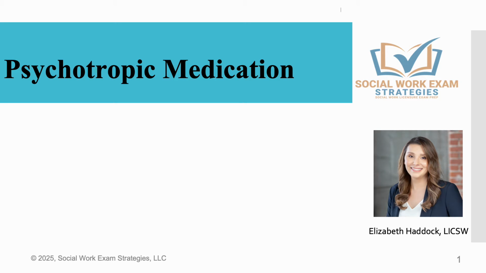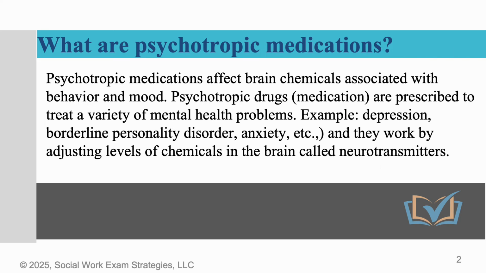In today's video, we're going to cover psychotropic medication. What are psychotropic medications? Psychotropic medications affect brain chemicals associated with behavior and mood. Psychotropic drugs are prescribed to treat many mental health problems, for example, depression, borderline personality disorder, anxiety, and so on. And they work by adjusting levels of chemicals in the brain called neurotransmitters.